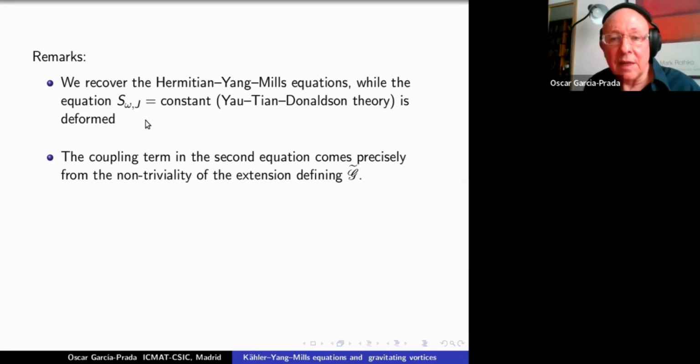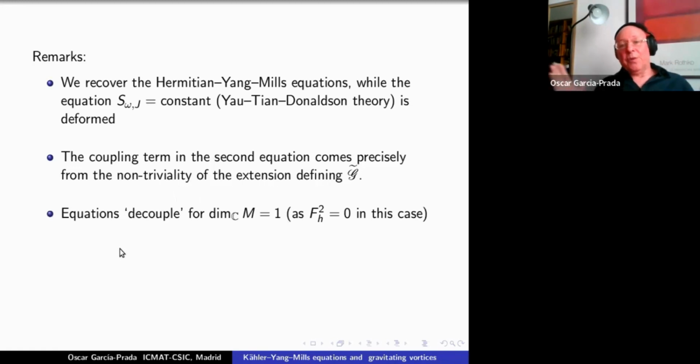Another comment is that the coupling term in the second equation, the term that couples to the scalar curvature, comes precisely from the fact that this extended Hamiltonian gauge group is a non-trivial extension. And this comes precisely from the non-triviality of the extension as a group, as an extension of groups.